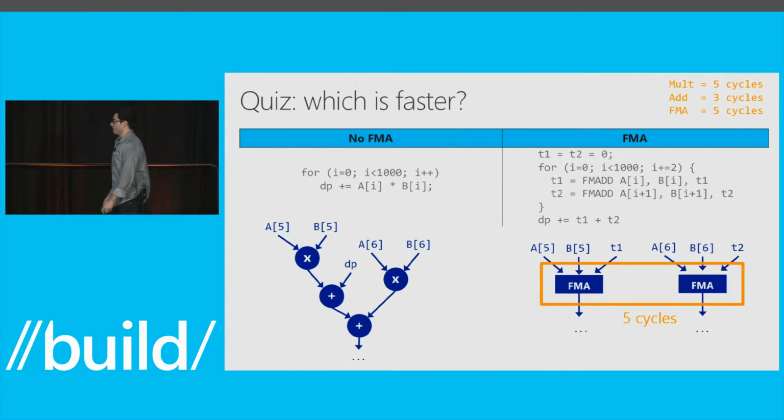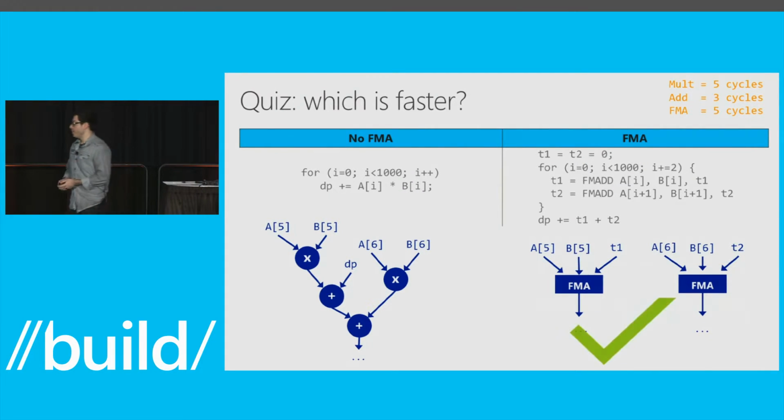As opposed to the right-hand side, where both FMAs can happen at the same time, right? That's the point. The FMA units, there are 2, I think, on Haswell. So you can do 2 scalar FMAs or 2 vector FMAs in parallel. Those can be launched, right? You're going to get results every 5 cycles. So, on the left-hand side, you've got 11 cycles for 2 iterations. On the right-hand side, you've got 5 cycles for 2 iterations. That's more than twice as fast, which is pretty cool.